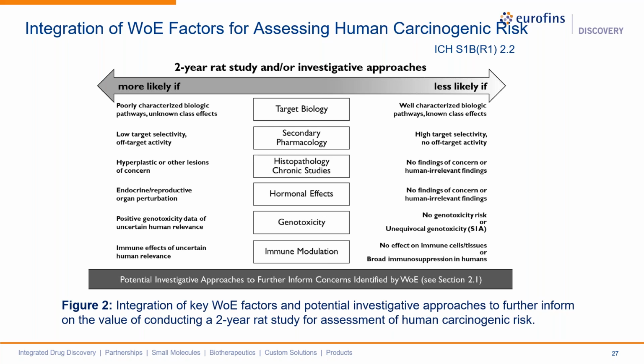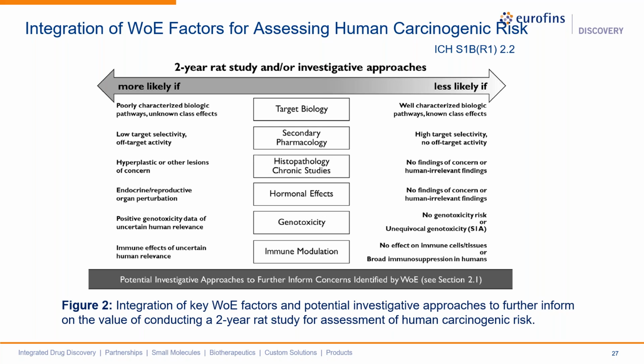Okay, we have some summaries of our approaches. This slide illustrates how we integrate key weight of evidence factors to assess human carcinogenic risk according to the guidelines. The framework helps determine whether a 2-year rat study is more or less likely to be necessary. There are 6 critical factors, as I just mentioned, that are evaluated: target biology, secondary pharmacology, histopathology, hormone effect, genotoxicity, and the last one, immuno effect.